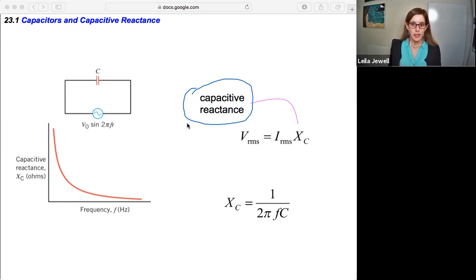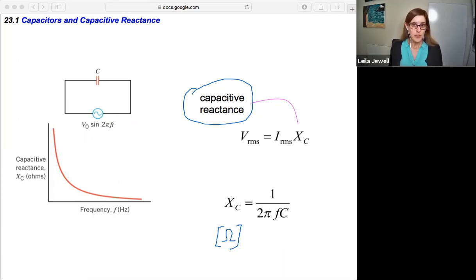Now, the interesting thing about reactances like this is that they actually do change depending on the frequency of the source. So the way you calculate the capacitive reactance is as shown. It's 1 over 2 pi times the frequency of the source times the capacitance, C, of your capacitor. And if you calculate this out with your SI units, then the units you'll get for the capacitive reactance will just be the same as that of resistance. They'll be in ohms.